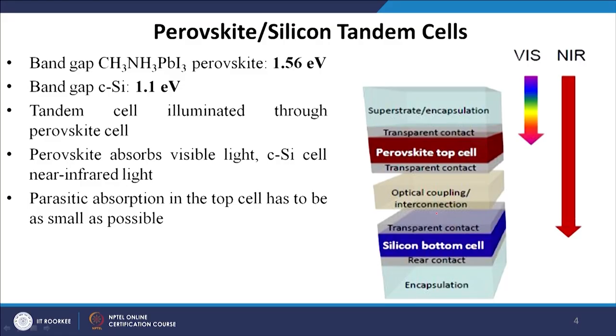So, while constructing this, one thing has to be kept in mind: the charge transport property should be optimum. Now, a very common example of the tandem solar cell is the perovskite-silicon tandem cell. As for example, you can look at this device structure here. In the top, we have a perovskite top cell, and in the bottom, we have a silicon bottom cell. Now, there are two different solar cells. This is a silicon solar cell, right? And this is a perovskite solar cell.